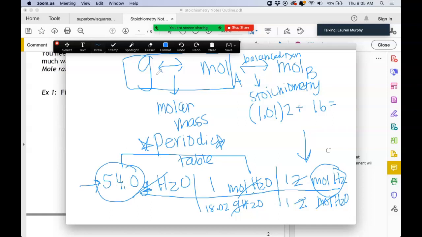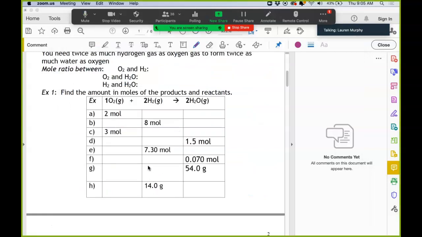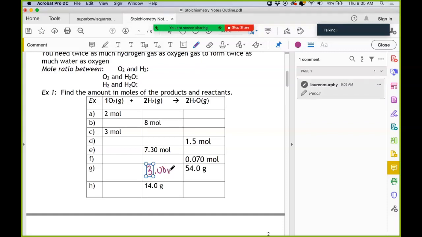Does anybody have the answer to 3 digits for me? So it's 2.9966 something something something. So it's basically 3.00 moles. Now, technically, because you know that this is a 2-to-1 ratio, whatever's in here is double. So you can probably conceptually look at this and know that this is 1.50, but I want to do the math. I want to do the practice.